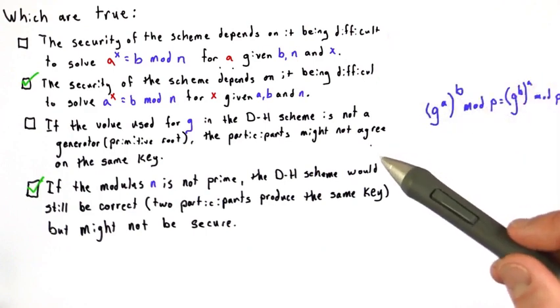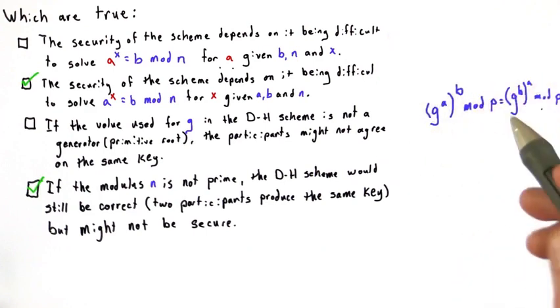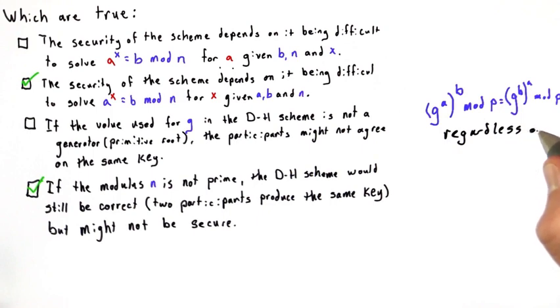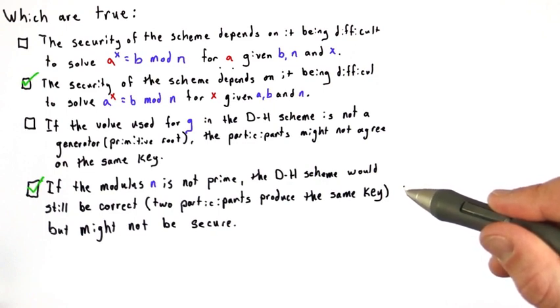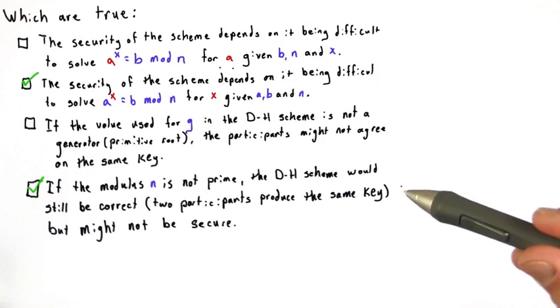The third one is an incorrect statement. We can see that this statement is correct regardless of g. And so even if g is not a generator, the 2 participants will produce the same key. And the fourth statement is correct. The security of Diffie-Hellman is related to the difficulty of solving the discrete log problem. And for some non-prime numbers, the discrete log is not hard. But yet it would still be correct.